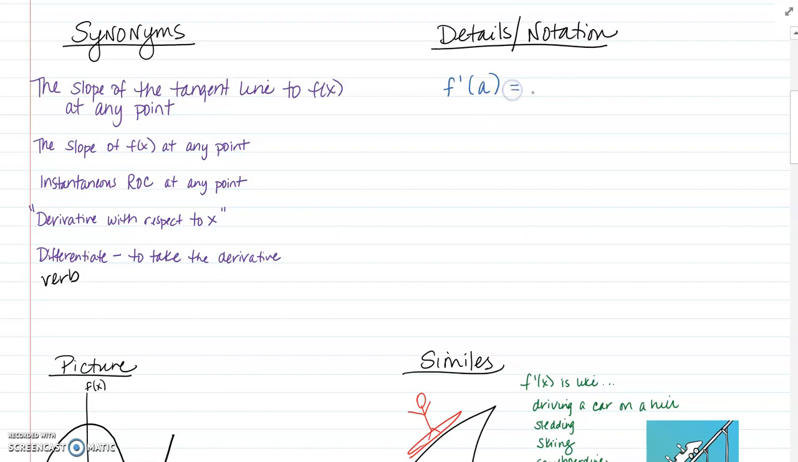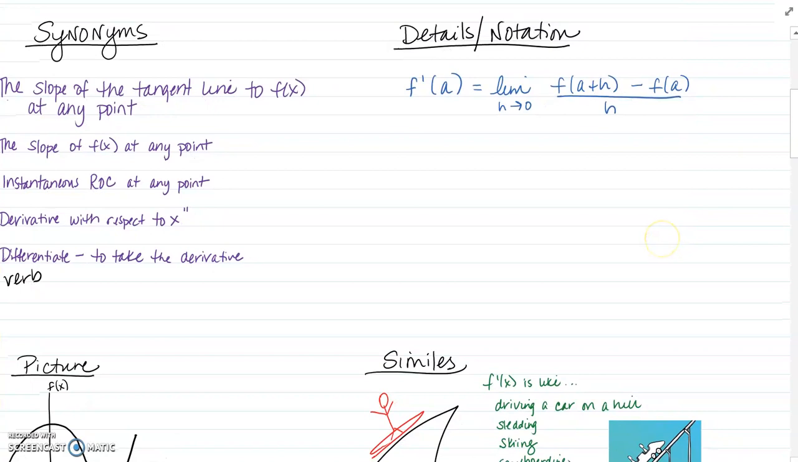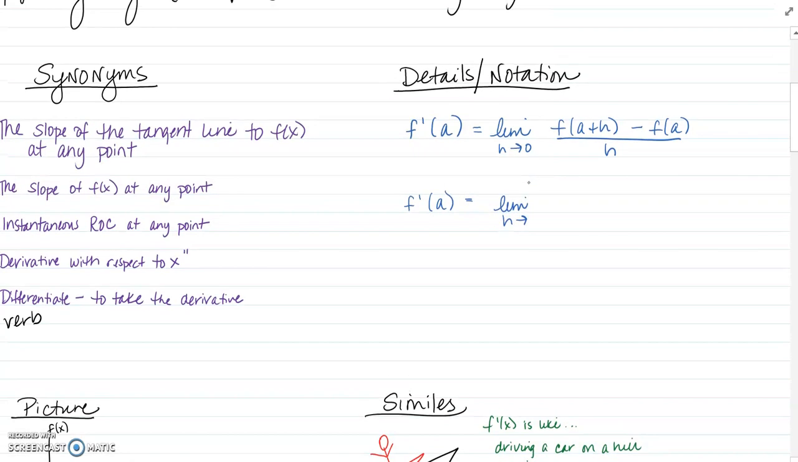And this is a limit, and it's a limit that you already know. So the limit as h goes to 0, f of a plus h minus f of a all over h. There is another definition for the derivative, and we are going to focus more on that one in this chapter just because it's different than the one we did in chapter 1. And this is the limit as x goes to a.